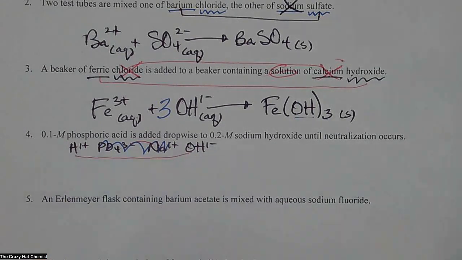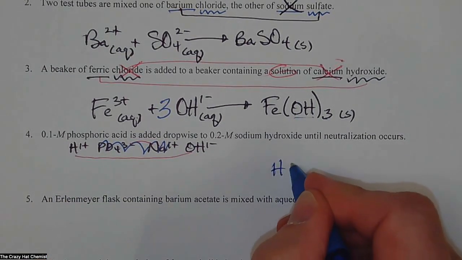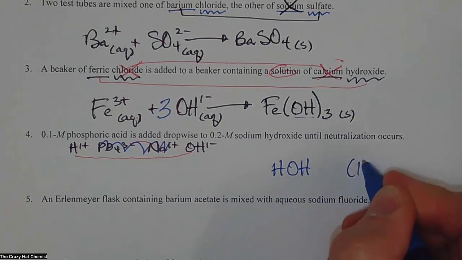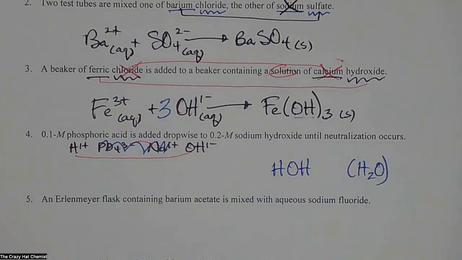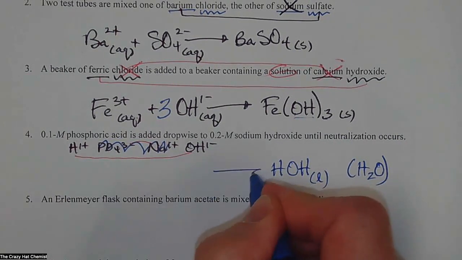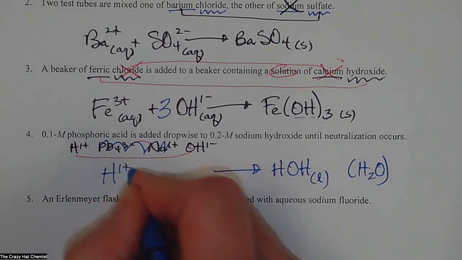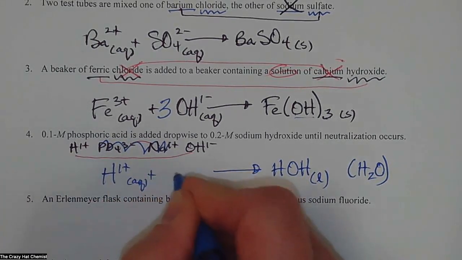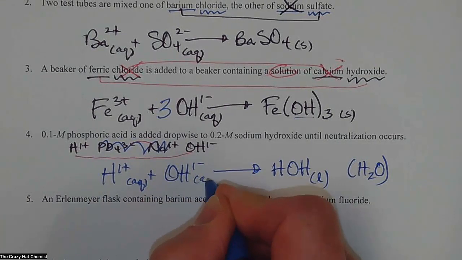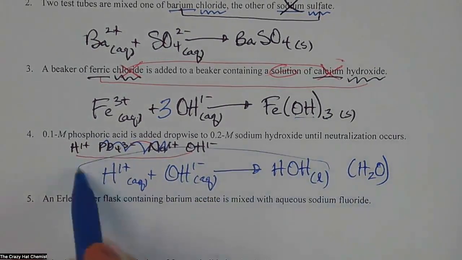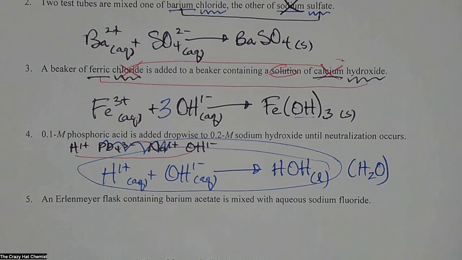So then you're going to combine the hydrogen and the hydroxide. That's going to be hydrogen and the hydroxide, otherwise known as H2O. And you can write it either as H2O or HOH. That's going to be a liquid. This is not an insoluble precipitate, but it is still a double displacement reaction, and it is still a net ionic equation. So hydrogen ion, that's aqueous, plus a hydroxide ion, that's also aqueous. This is the net ionic equation for every single acid-base reaction.